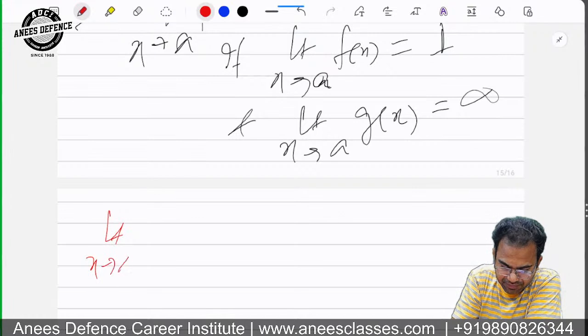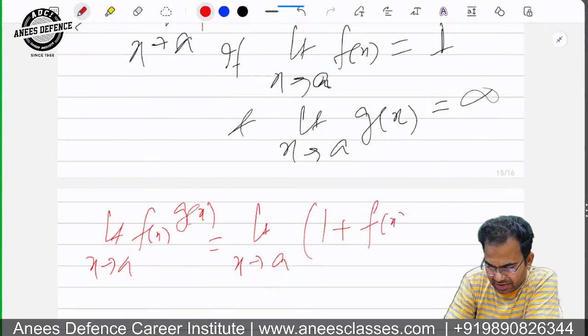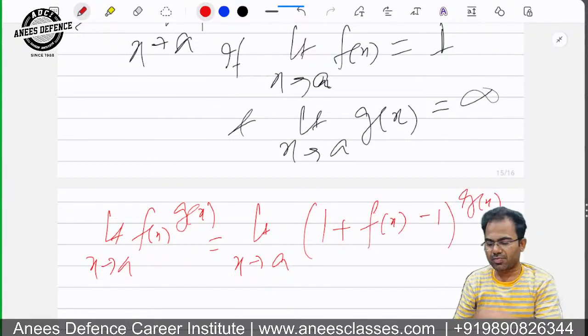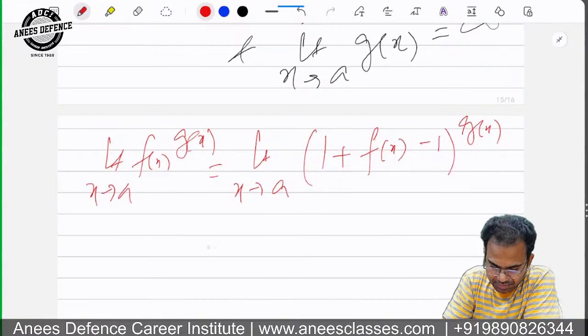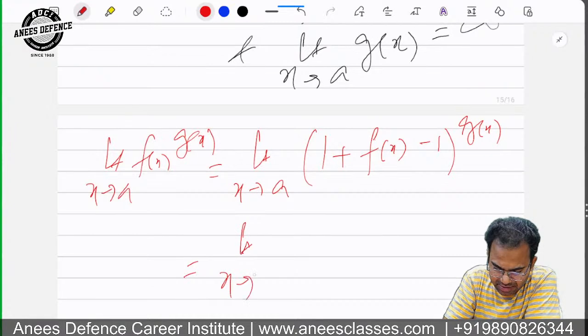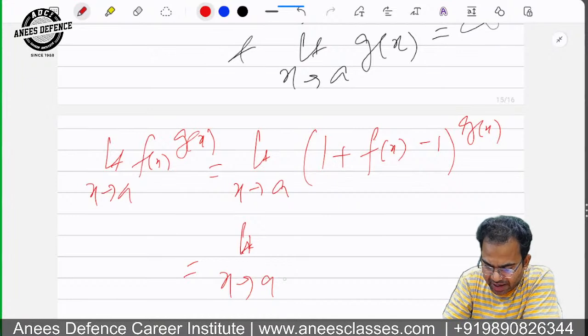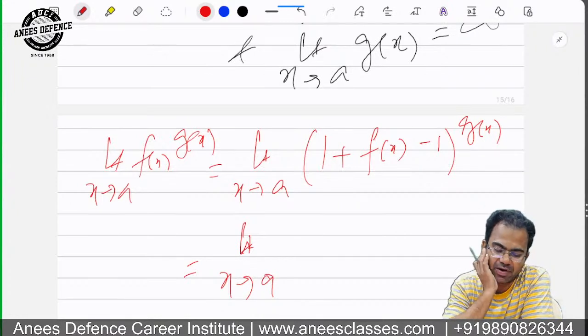Limit x tends to a, f of x to the power g of x. First of all, you will add 1 and subtract 1. I can write this as limit x tends to a, and now I will put f of x minus 1 in one bracket. I already told you this when you find 1 to the power infinity.